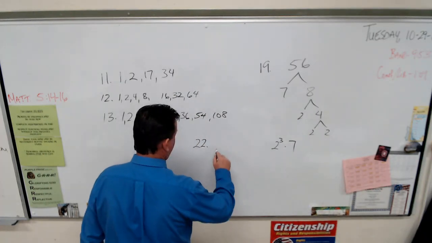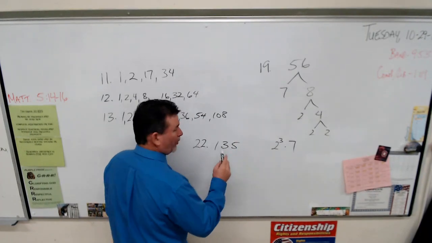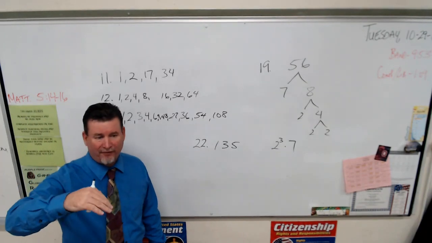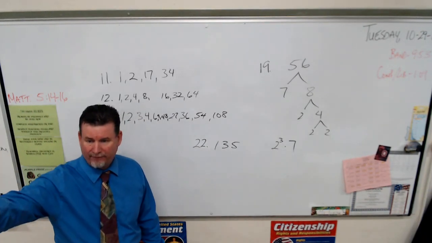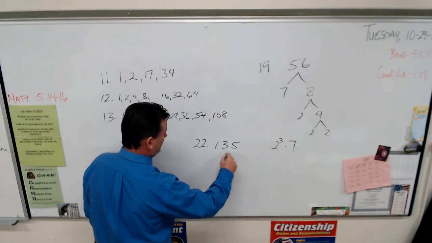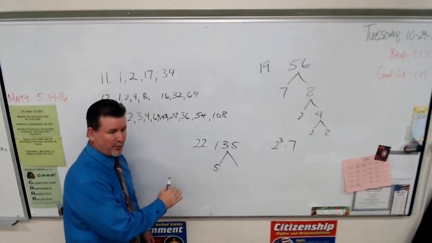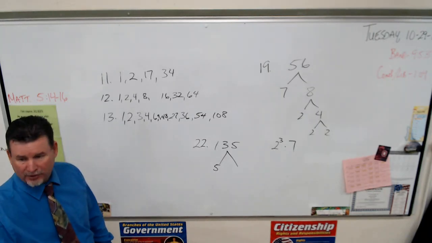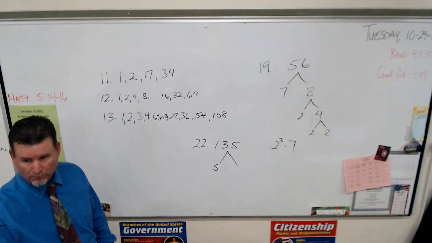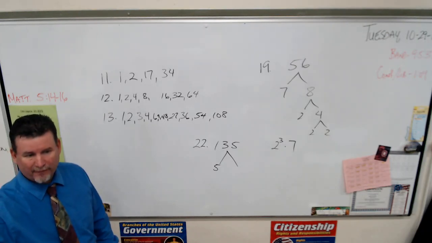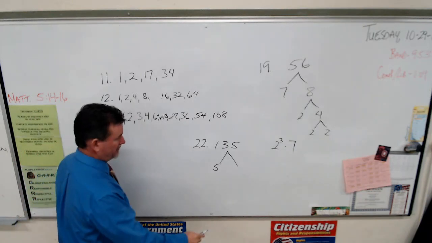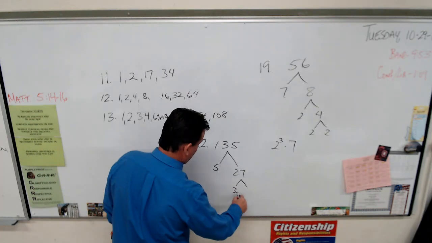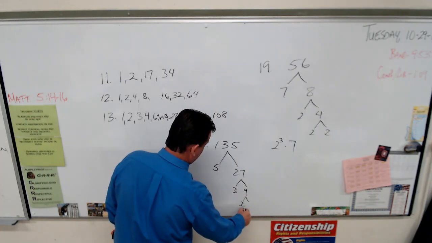The number is 135. 135 is not part of my times tables. However, I know that all numbers that end in 5 or 0 are divisible by 5. And what I like about that is 5's prime, so I'm done with that side. I got to think, what makes 135? 5 times 27. What makes 27? 3 times 9. What makes 9? 3 times 3.